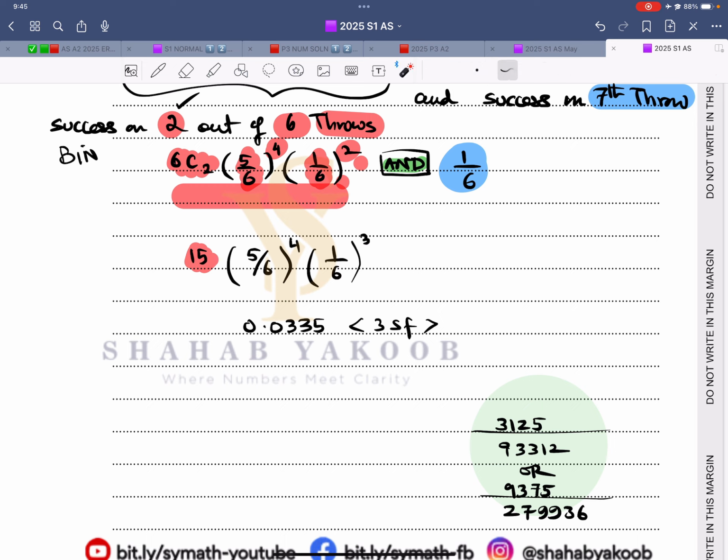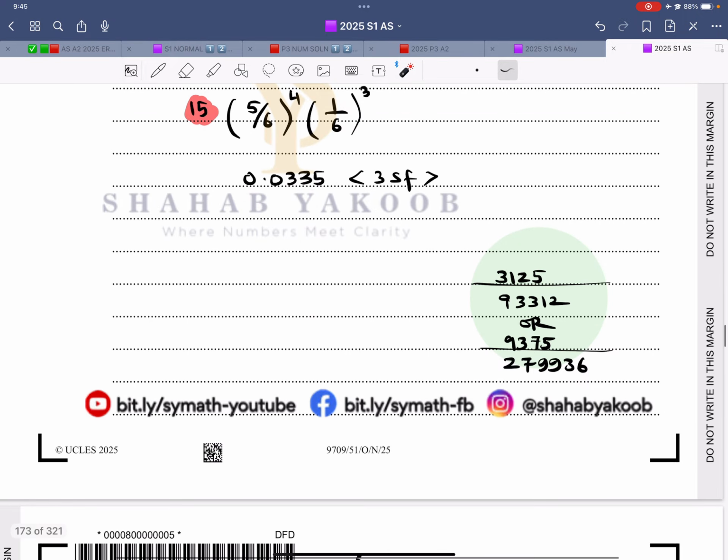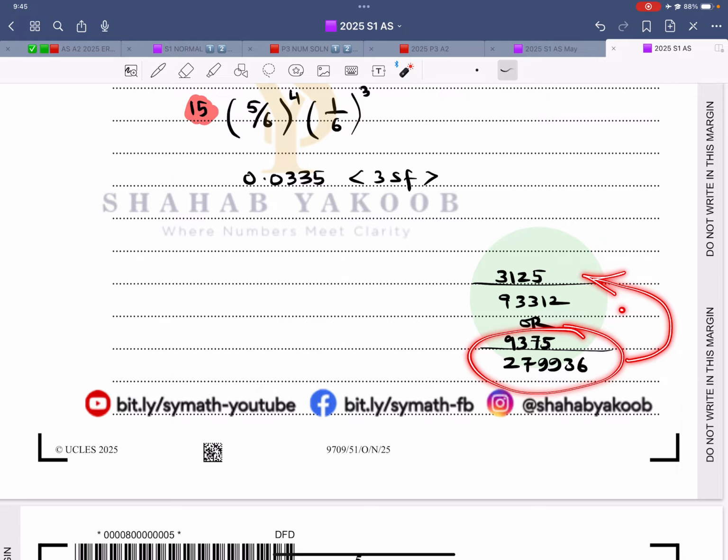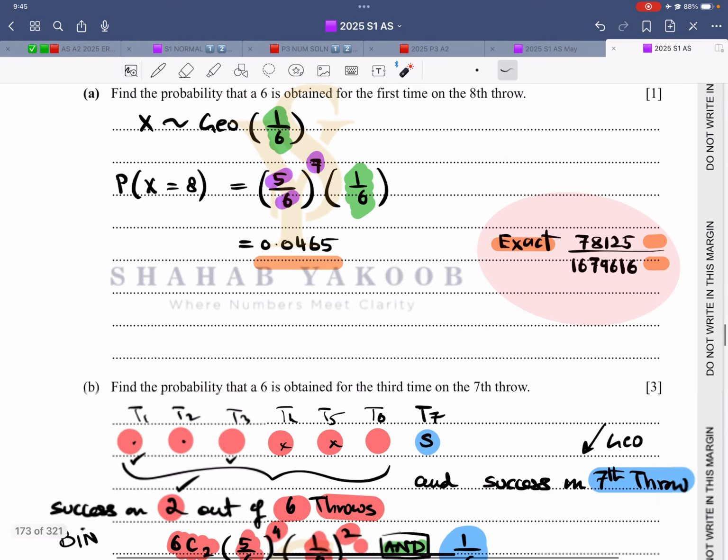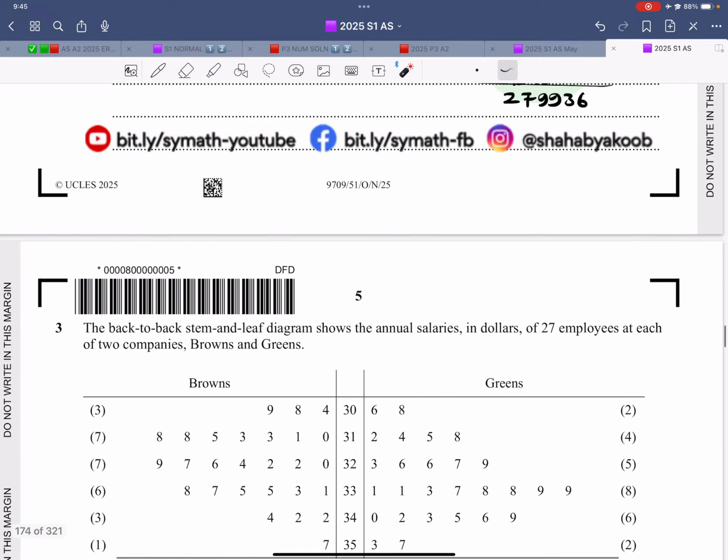So now according to indices, 1/6 power 1, 1/6 power 2, that becomes 1/6 power 3. This is 5/6 power 4. 6C2 has a value of 15. And now use a calculator, evaluate, or you can leave the answer in the exact form or the simplified form of the exact form. So all clear? So this one is about geometric and binomial.